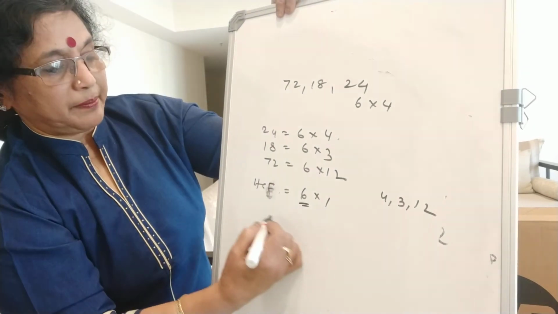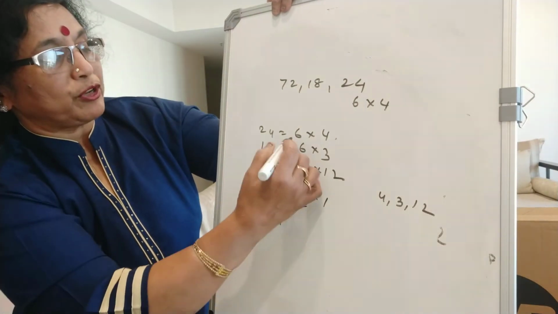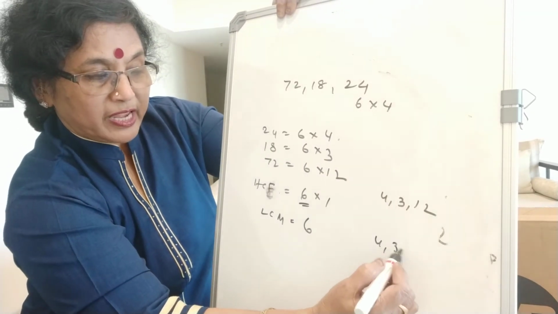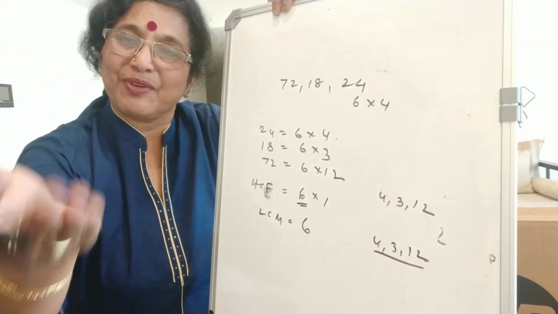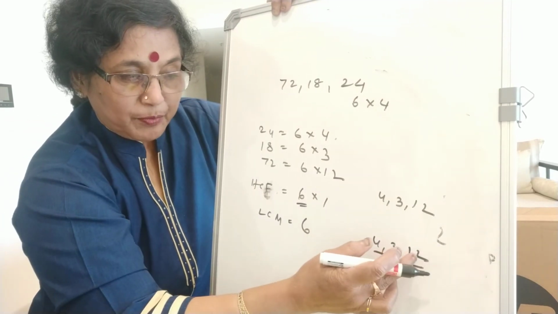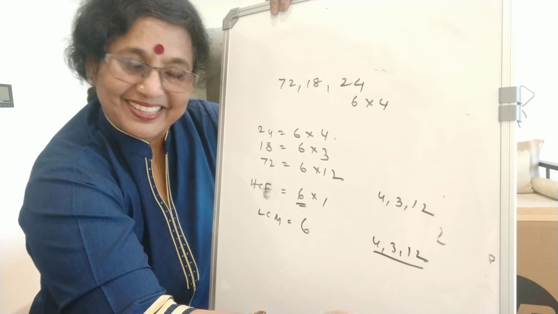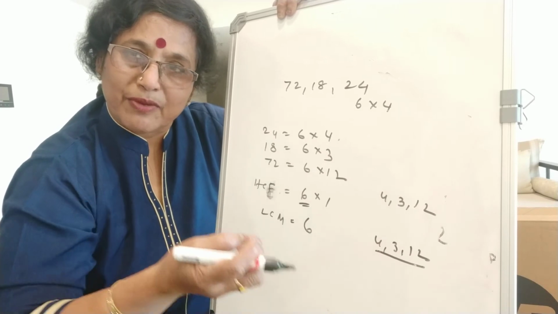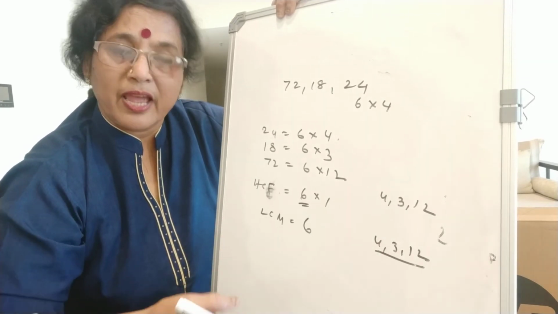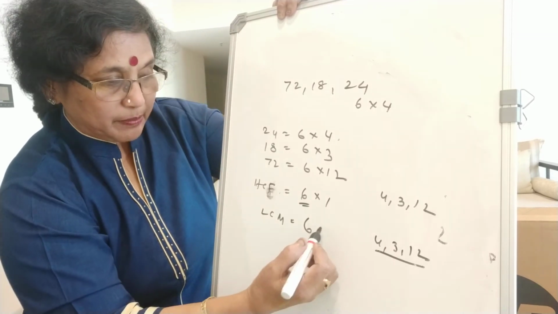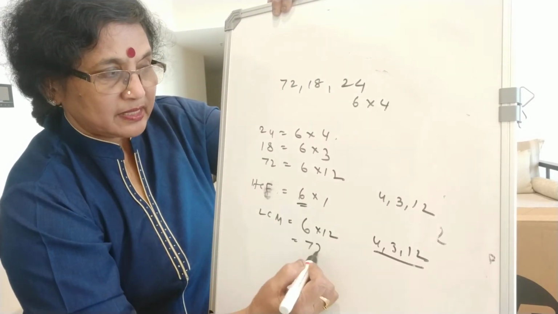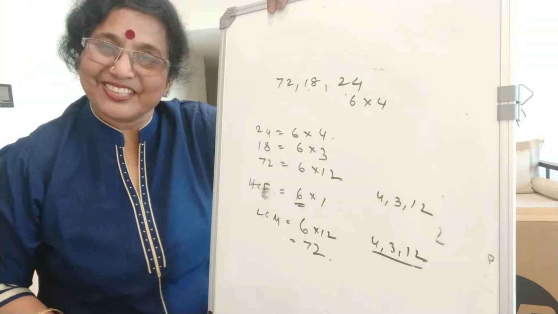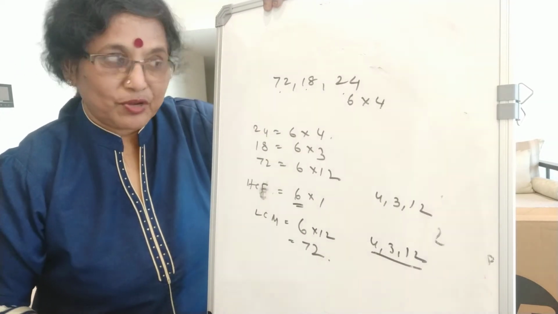Now for the LCM, you have the common factor 6, and you are left with 4, 3 and 12. The LCM of 4, 3 and 12 is 12 only, because 12 can be divided by 3, 12 can be divided by 4, and 12 can divide itself. So the answer is 72, because 18 4s are 72, 24 3s are 72 and 72 1s are 72. You can do it faster.